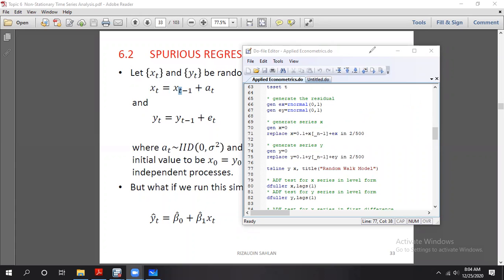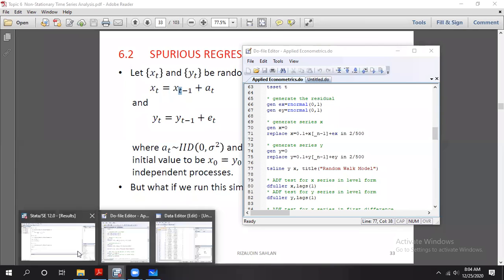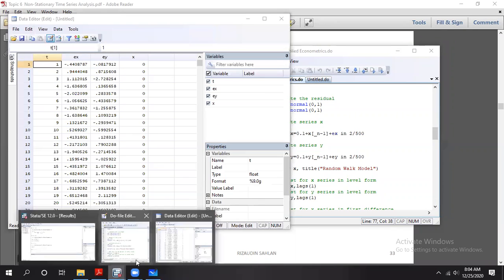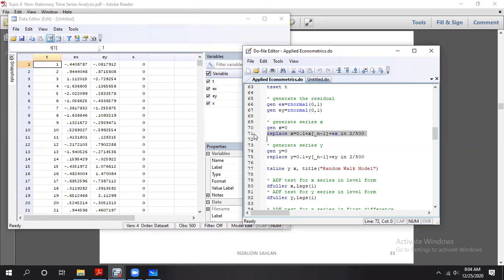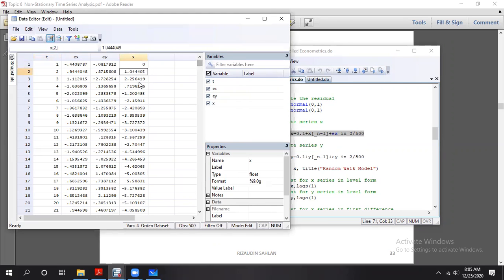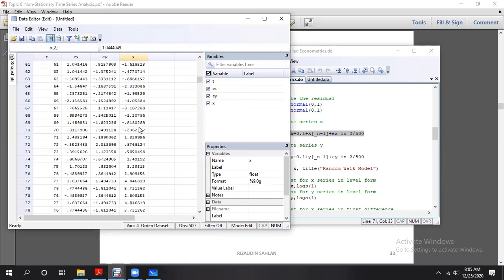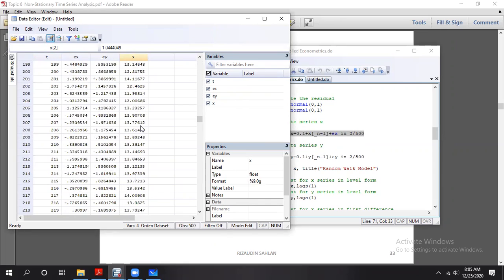Okay, so say this one, we look at what happened. I replace x, which is all 0, and then we replace it by generating data starting from observation number 2 until 500. You can see that this is the value we generate randomly for the x.